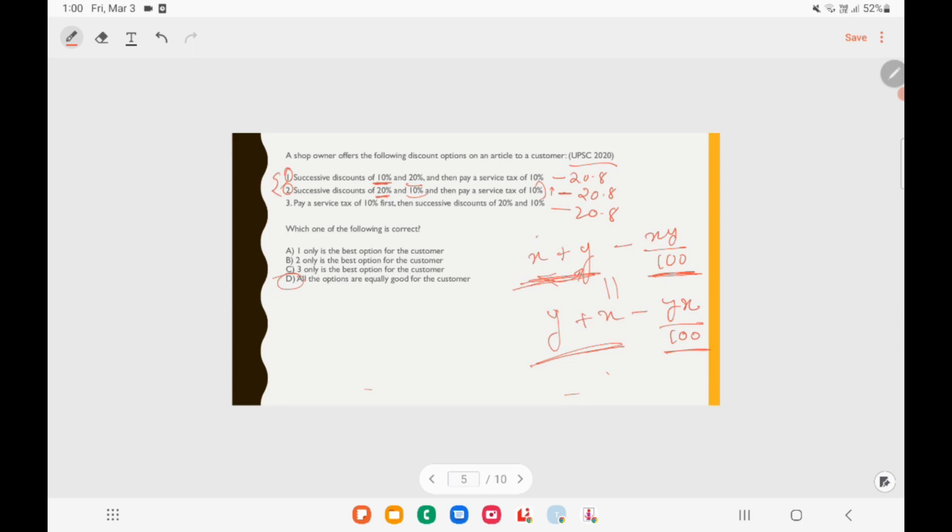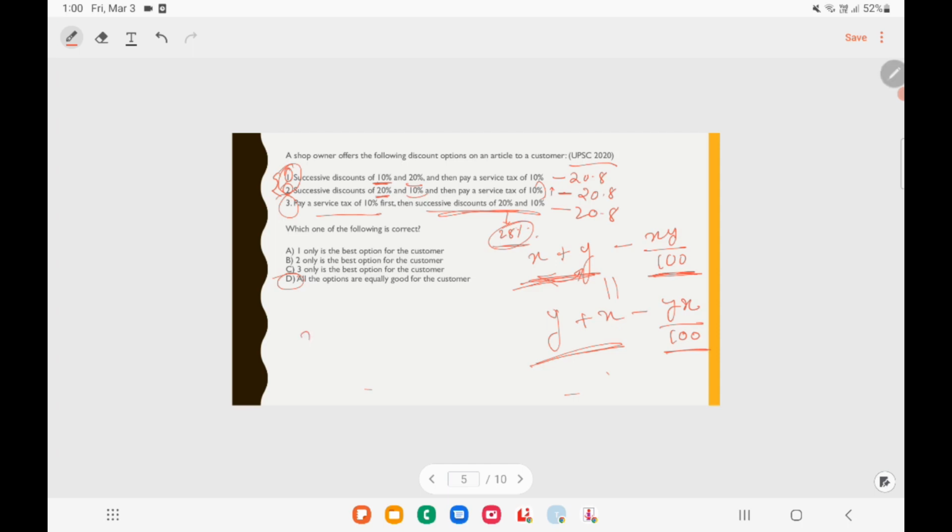Okay. Now if you look into the third option, here also the successive discounts of 20 and 10% are given. Okay. So here also you got it as 28% effective, right? Now here you are paying a service tax initially and then you are paying a discount. In the other two cases, 1 and 2, you were getting the discount first and then you were paying the service tax. Again here the order is only different. All the values are same, only the order is different, right?